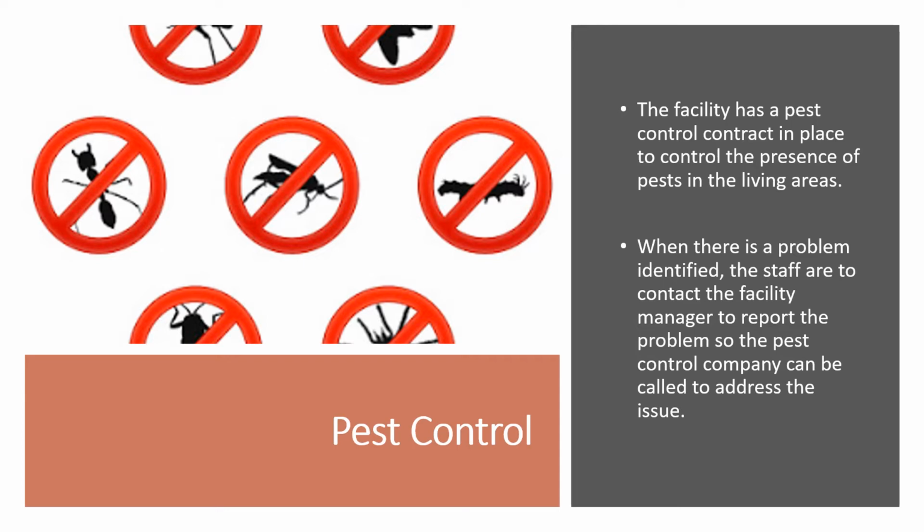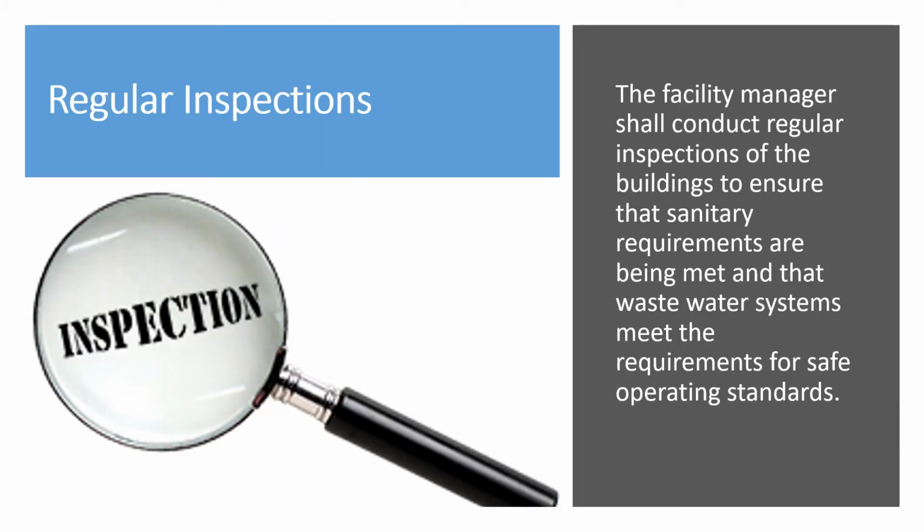The facility has a pest control contract in place to control the presence of pests in the living areas. When there is a problem identified, the staff are to contact the facility manager to report the problem so that the pest control company can be called to address the issue. The facility manager shall conduct regular inspections of the buildings to ensure that sanitary requirements are met and that wastewater systems meet the requirements for safe operating standards.